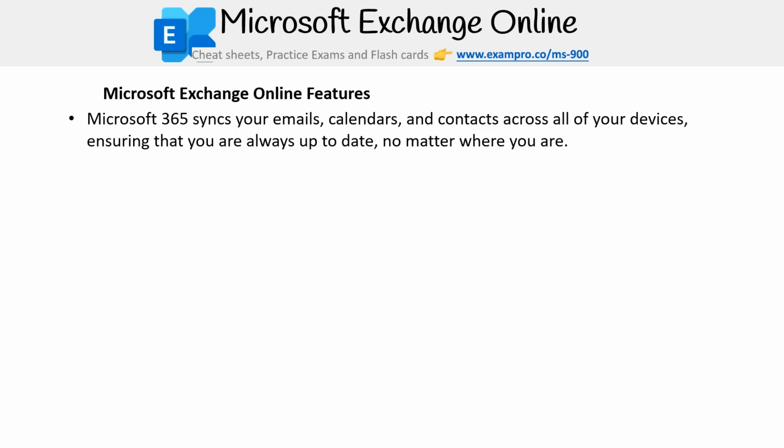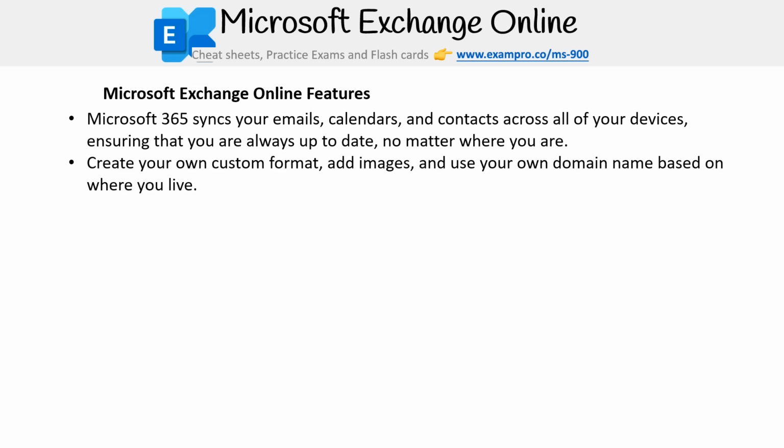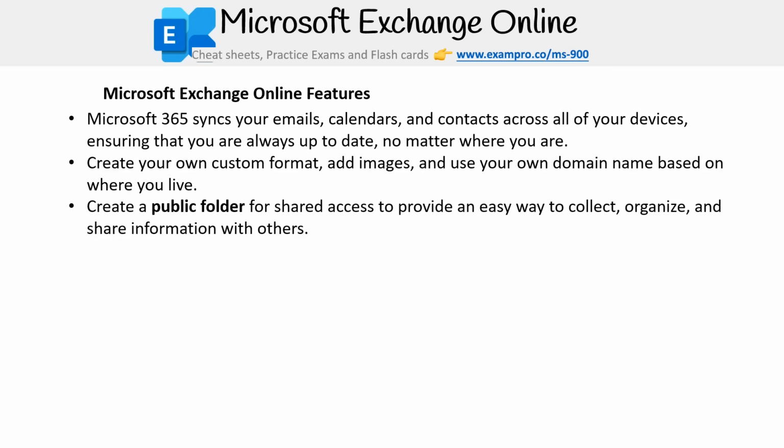Microsoft 365 syncs your emails, calendars, and contacts across all of your devices, ensuring that you are always up to date, no matter where you are. You can create your own custom format, add images, and use your own domain name based on where you live. You can create a public folder for shared access to provide an easy way to collect, organize, and share information with other people in your work group or organization.